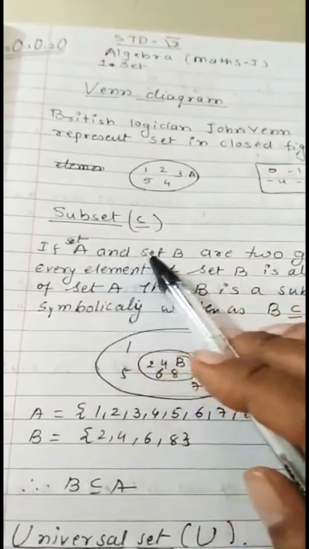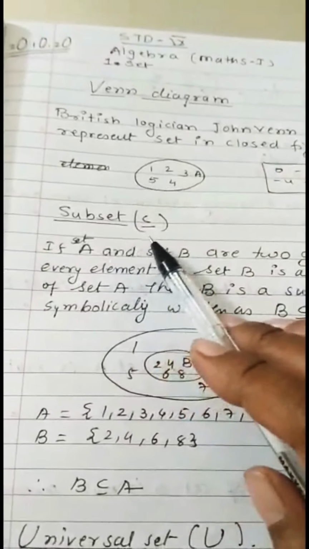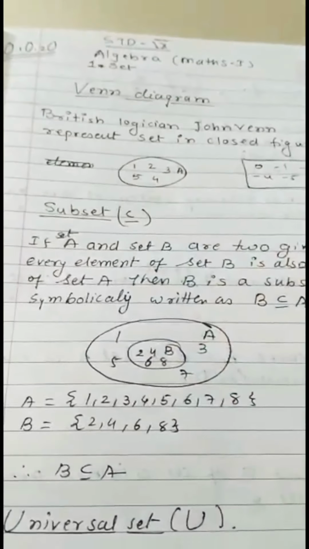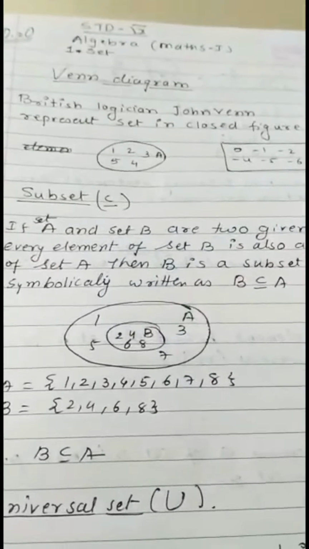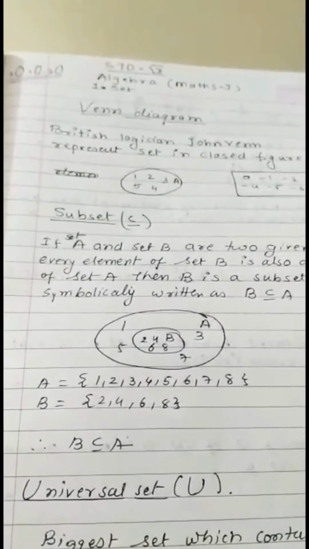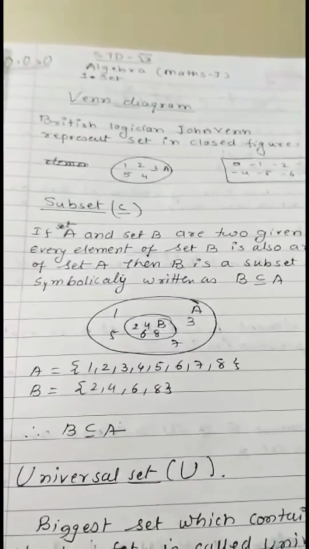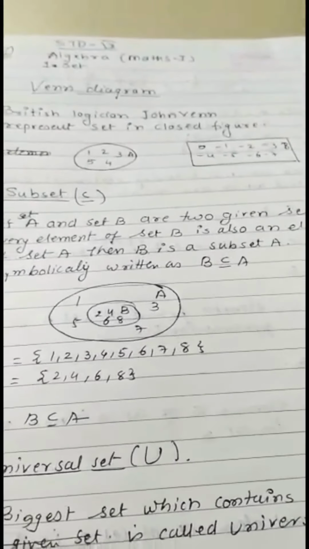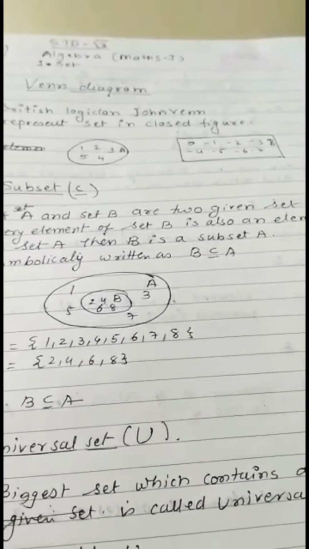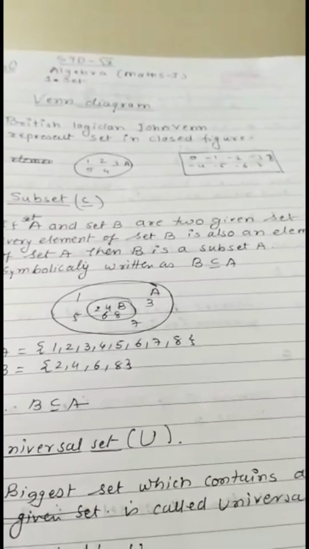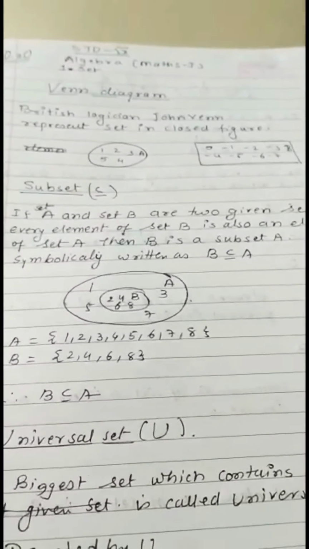Then we have subset. Just like equal sets, this is one of the relations between two sets. What is the definition or property of equal sets? If all the elements of A are also in B and all the elements of B are also in A, then they are called equal sets, or both sets contain exactly the same elements.